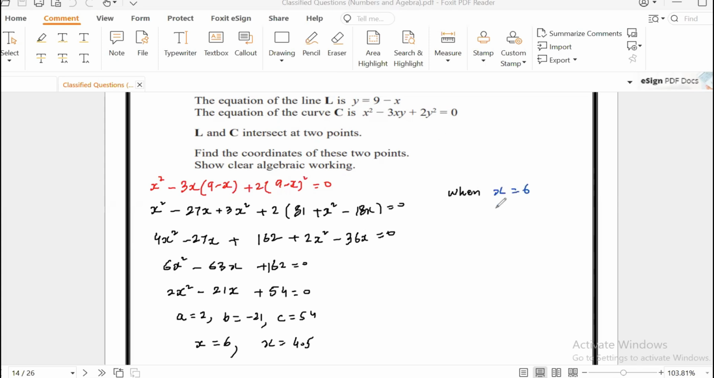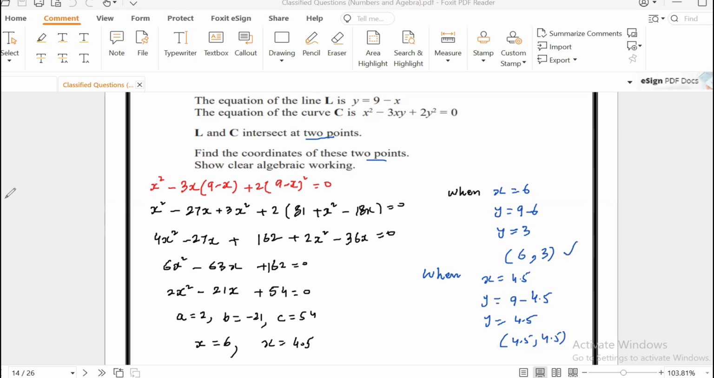When x is equal to 6, y becomes what? 9 minus 6, which is equal to 3. So the first intersecting point is when x is 6, y is 3, and when x is 4.5, what is the y value? The y value is 9 minus 4.5, which is again 4.5. So the next point is 4.5 comma 4.5. So these are the coordinates of the 2 points where line L intersects the curve C, and those 2 points are 6 comma 3 and 4.5 comma 4.5. I hope it is clear.